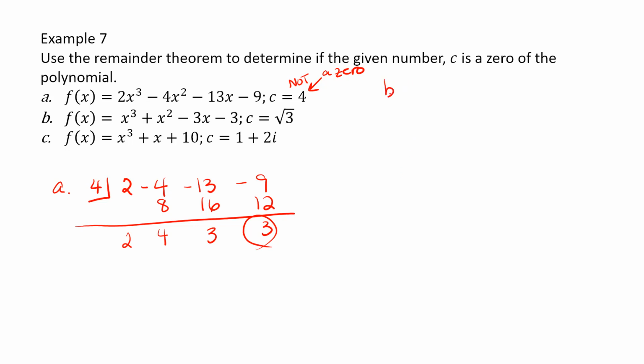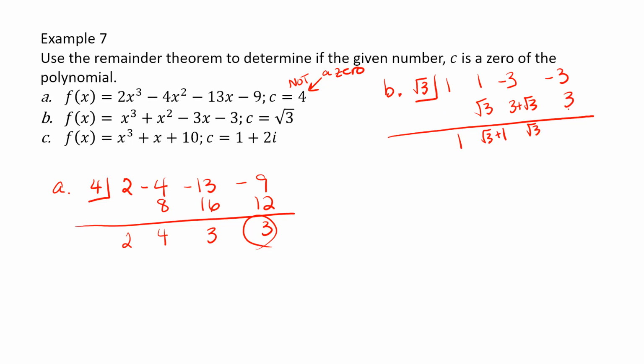Part B, we're going to try and see if square root of 3 is a 0 of this function. So square root of 3, put the bracket. We've got 1x cubed, 1x squared, negative 3x, and negative 3. So we're going to bring down that 1, multiply. 1 times square root of 3 is square root of 3. We have square root of 3 plus 1. Multiply square root of 3 plus 1 times square root of 3, and you get 3 plus the square root of 3. Add it up, you get the square root of 3. Square root of 3 times square root of 3 is 3. Add it up, you get 0.